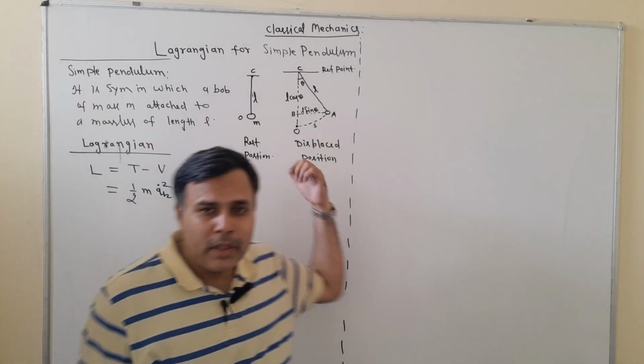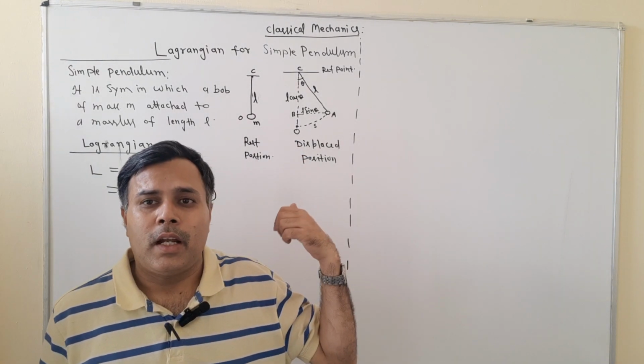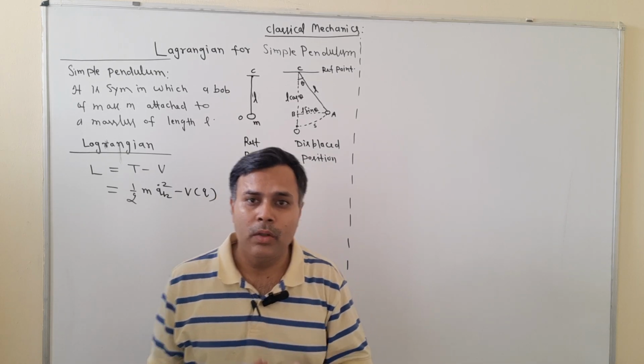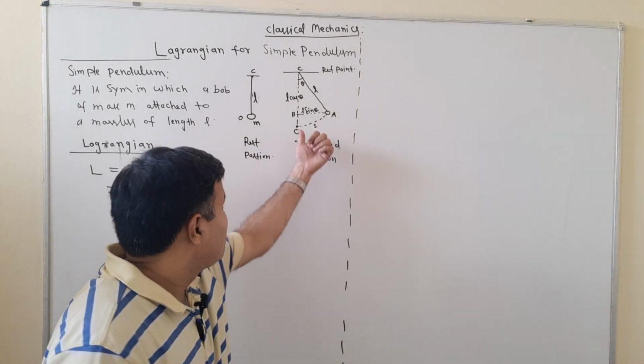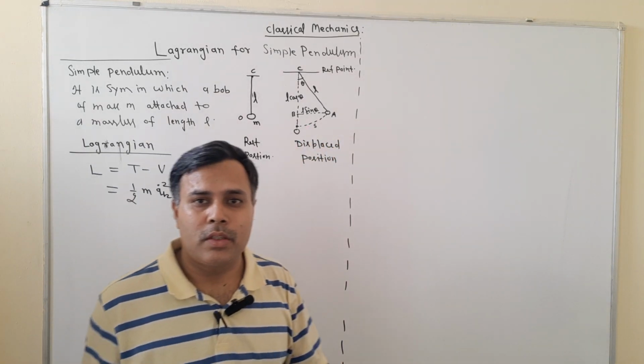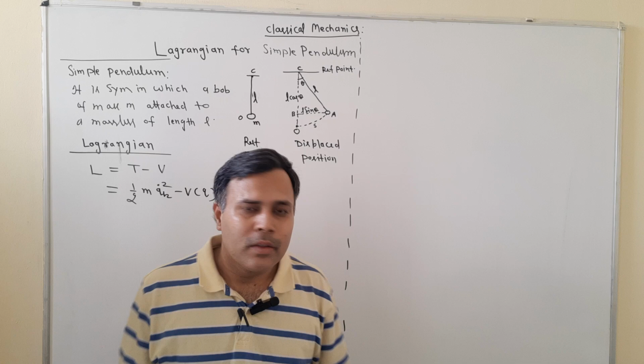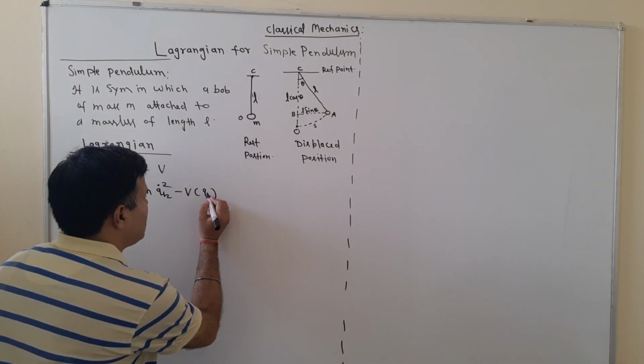See, this is a conservative system. In an earlier lecture, I have already discussed the concept of the spring mass system, which is also a conservative system. This simple pendulum is also a conservative system. So in a conservative system, the potential is velocity independent. So the potential is only a function of the generalized coordinate.